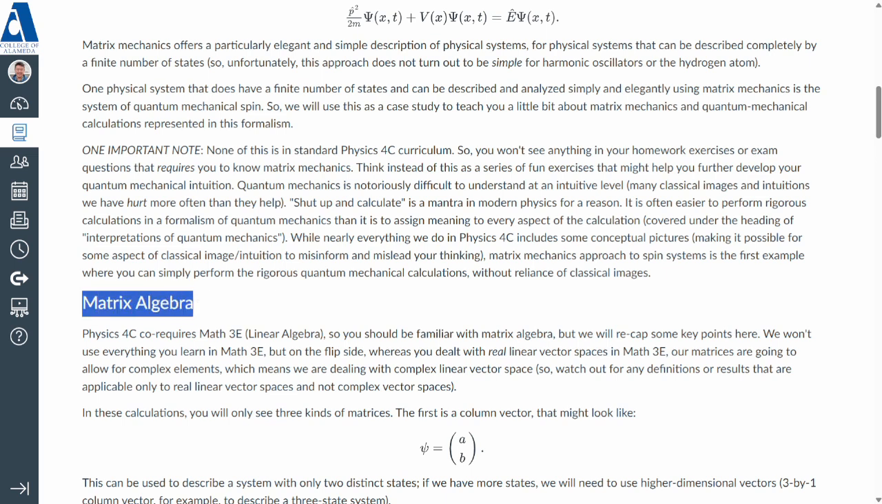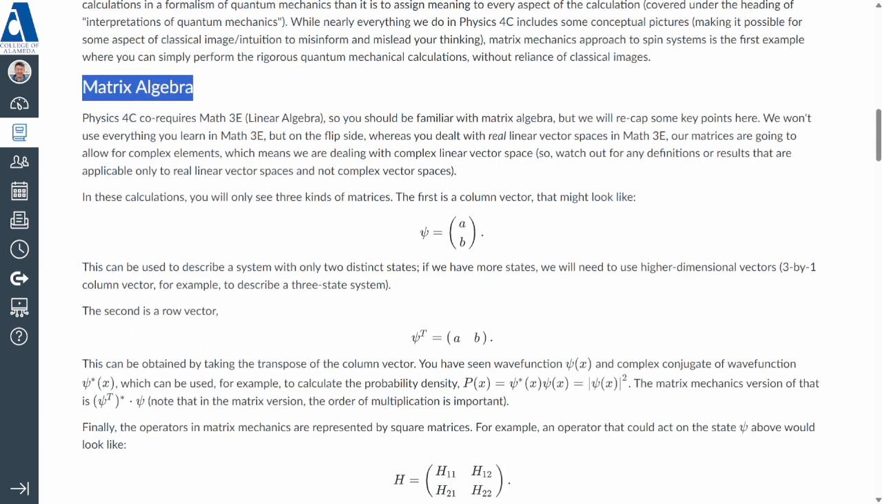Matrix algebra. Physics 4C co-requires Math 3E, linear algebra, so you should be familiar with matrix algebra. But we will recap some key points here. We won't use everything you learn in Math 3E, but on the flip side, whereas you dealt with real linear vector spaces in Math 3E, our matrices are going to allow for complex elements, which means we are dealing with a complex linear vector space. So watch out for any definitions or results that are applicable only to real linear vector spaces and not complex vector spaces.